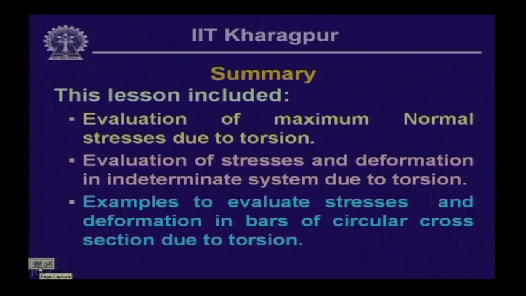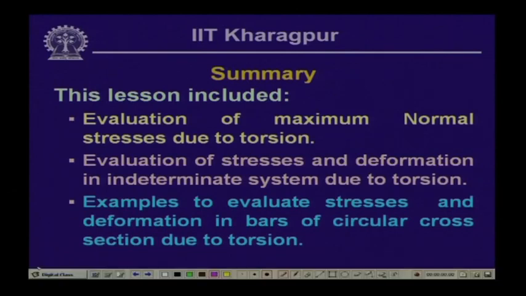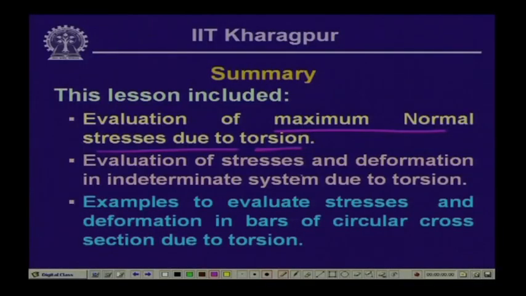Okay. To summarize, for this particular lesson we have evaluated the maximum normal stress due to torsion in the shaft, and we have seen how the failure line occurs because of this maximum normal stress. The direction perpendicular to the normal stress direction is the failure line, and that is at 45 degrees, which we can see from the Mohr circle. Then we have seen the evaluation of stresses and deformation in indeterminate systems due to torsion, and some examples to evaluate stresses and deformation in bars of circular cross section due to torsion.